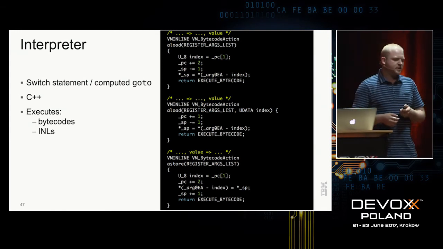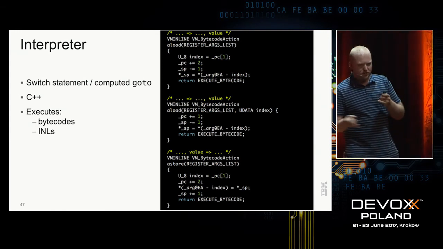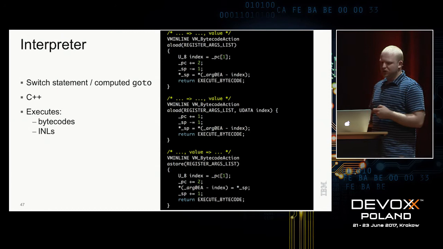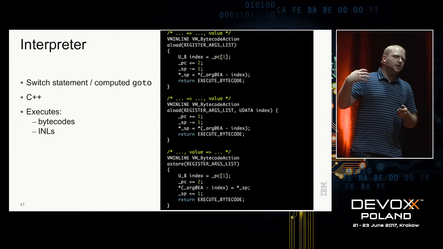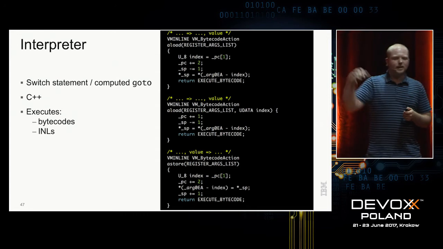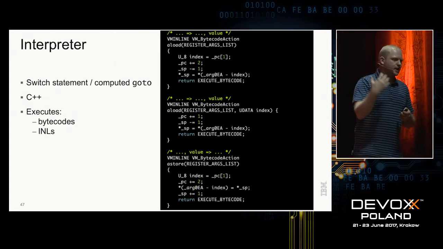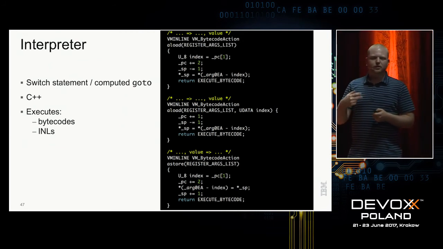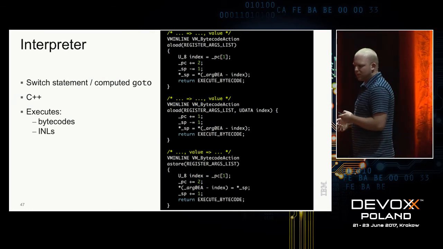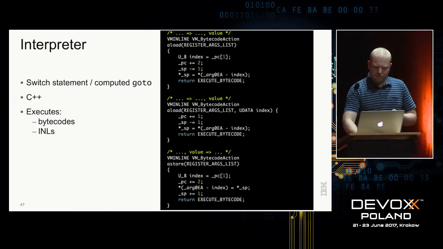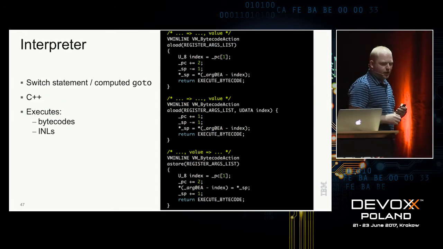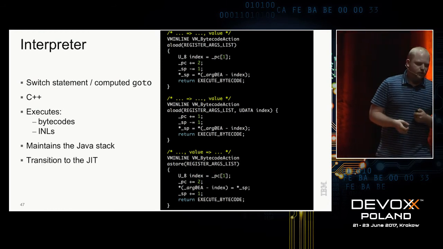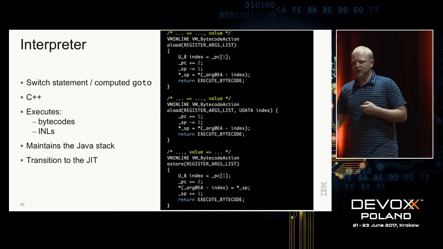So this big switch statement executes bytecodes, the Java bytecodes like aload, astore, getfield, all the ones we know from there, and also what we call INLs. Those are Java native methods that we have linked directly into the interpreter. So for example, a method like Object.getClass, in terms of overhead, is equivalent to invoking any bytecode. In addition to this, the interpreter is also responsible for maintaining the Java stack and also doing transitions to the JIT, so the compiled code.